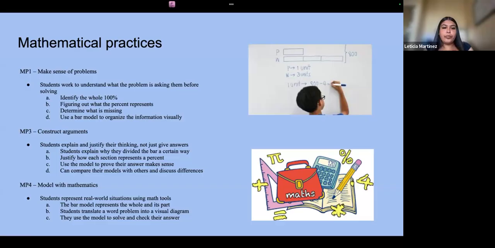The second practice is construct an argument. So students explain and justify their thinking, not just give answers. Students use a bar model to explain their reasoning and justify why their solution works.